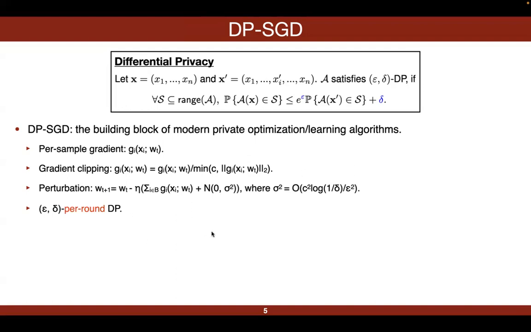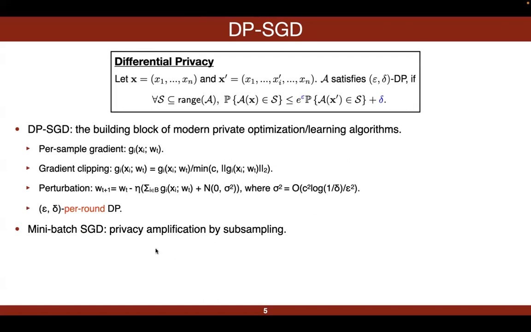So this procedure basically ensures epsilon delta DP each round. This is only the per round DP guarantee. In the end, we still have to use the composition theorem to account for the final privacy budget. And a very important intermediate step is that we need to use privacy amplification by subsampling to achieve state-of-the-art DP guarantee.